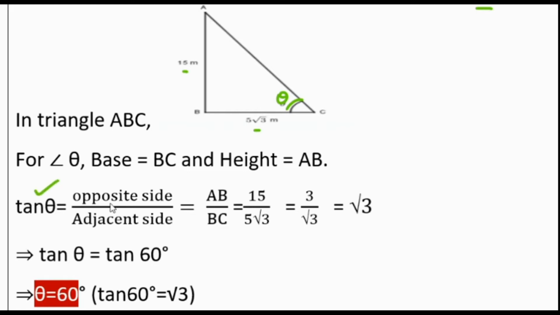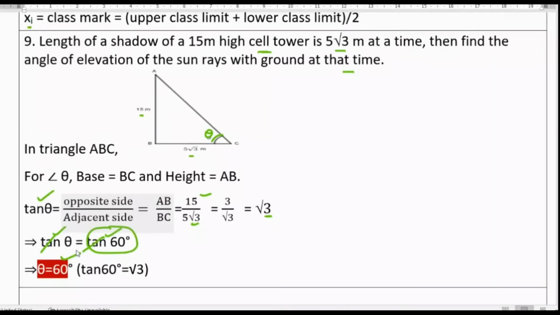We know the tan theta formula, opposite by adjacent side, which is 15 by 5 root 3, which is equal to root 3. So root 3 is tan 60. Tan theta is equal to tan 60. Obviously, theta will become 60 degrees.